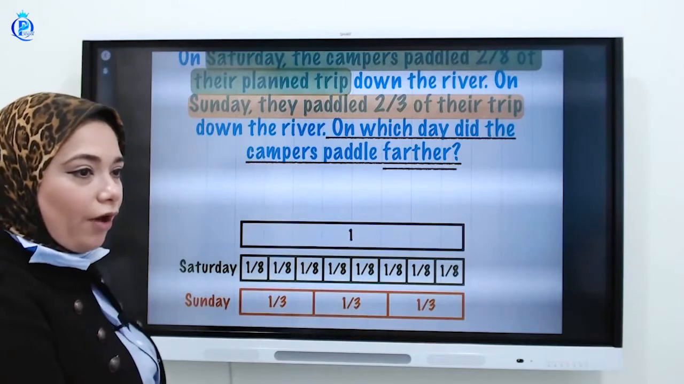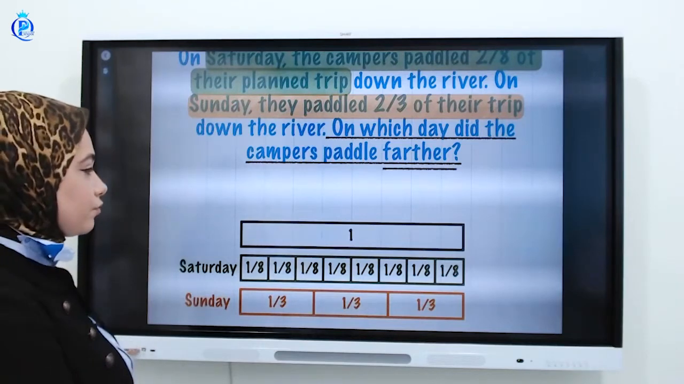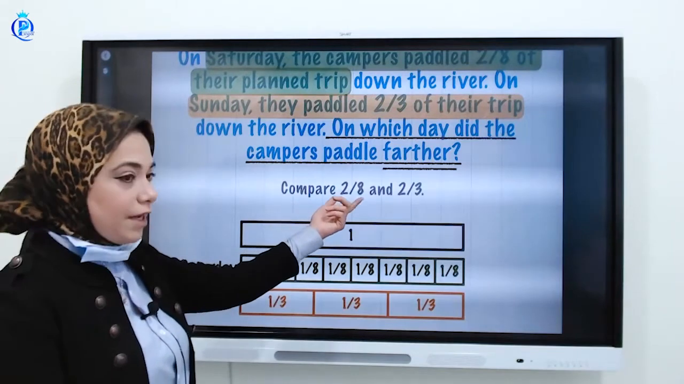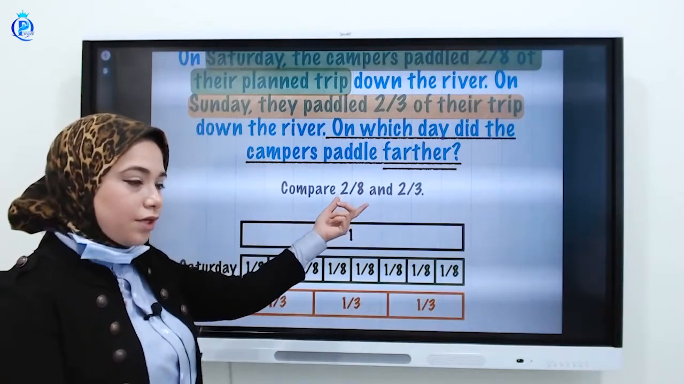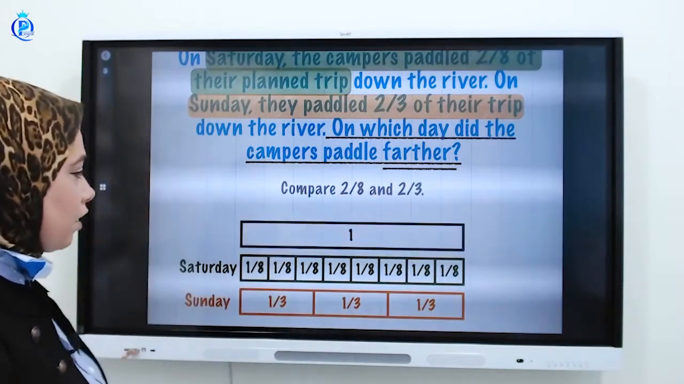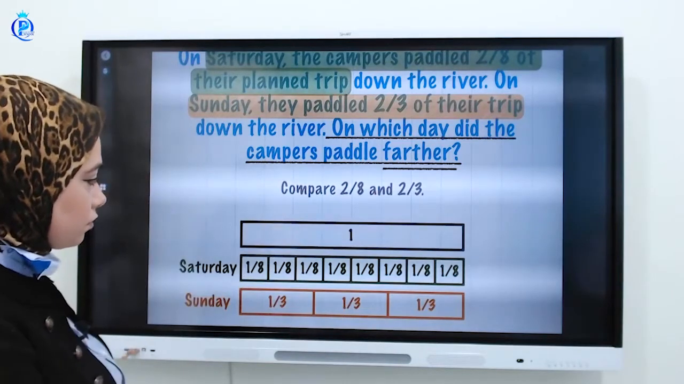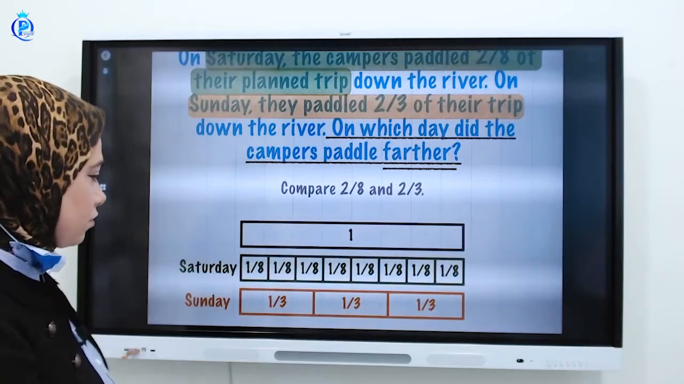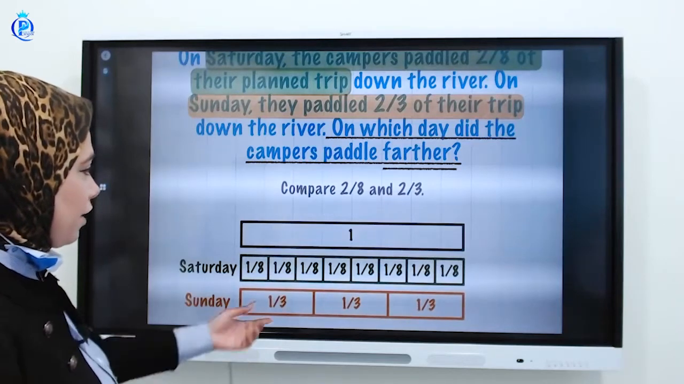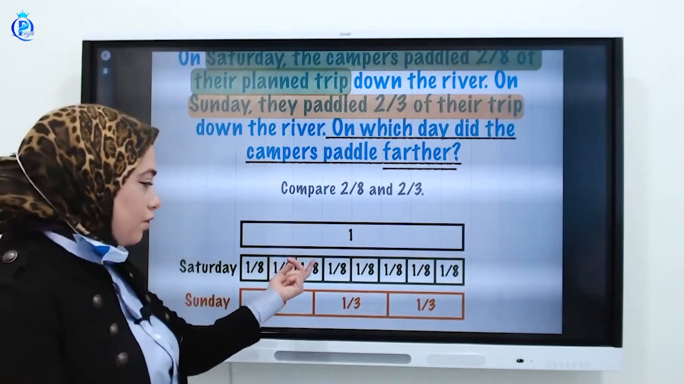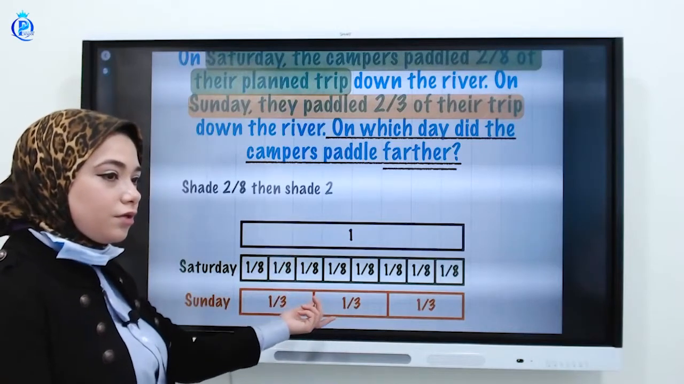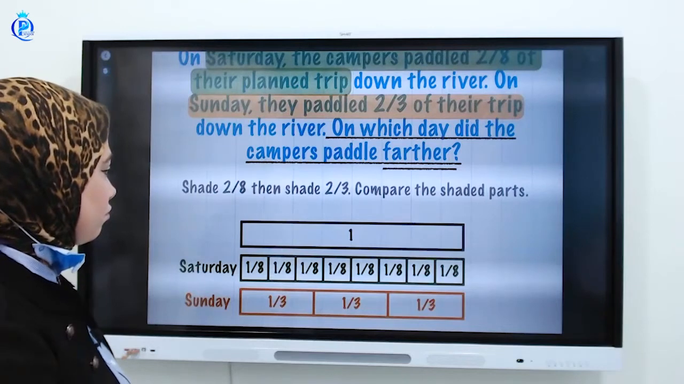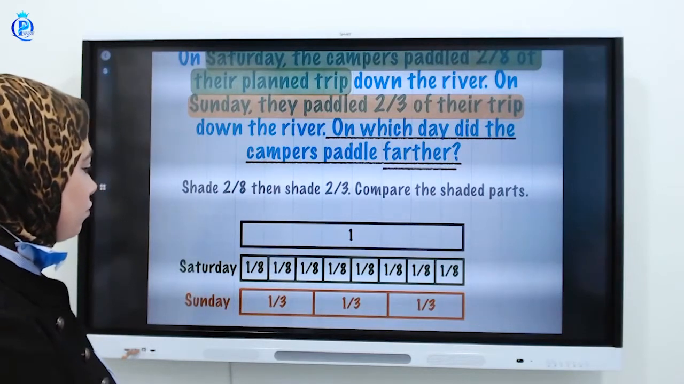Farther, so I'm looking for a greater fraction. So I want to compare 2/8 and 2/3. Look at this. I have one whole, and then I divided that whole into 8 pieces for Saturday's fraction, and 3 pieces for Sunday's fraction. I cut the first one into 8 parts and the second one into 3 parts. First, I'm going to shade 2/8, then shade 2/3. Then I'm going to compare the shaded parts.